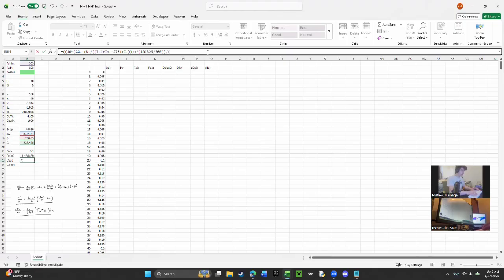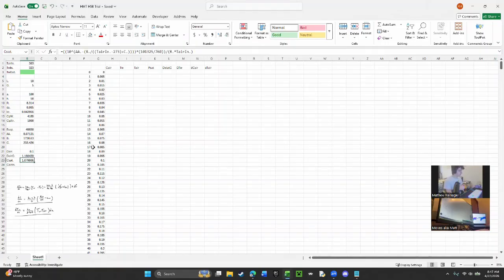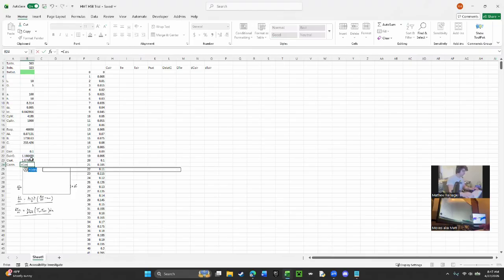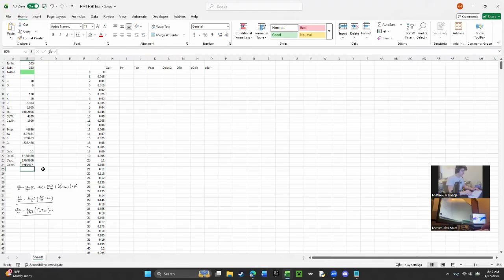All right, now we're going to divide all this by R times the temperature coming in. All right, and that should be the concentration of saturated water. And so now all we need to do is multiply this number by the density of the air coming in. There we go. And now we have the concentration of the air coming in.